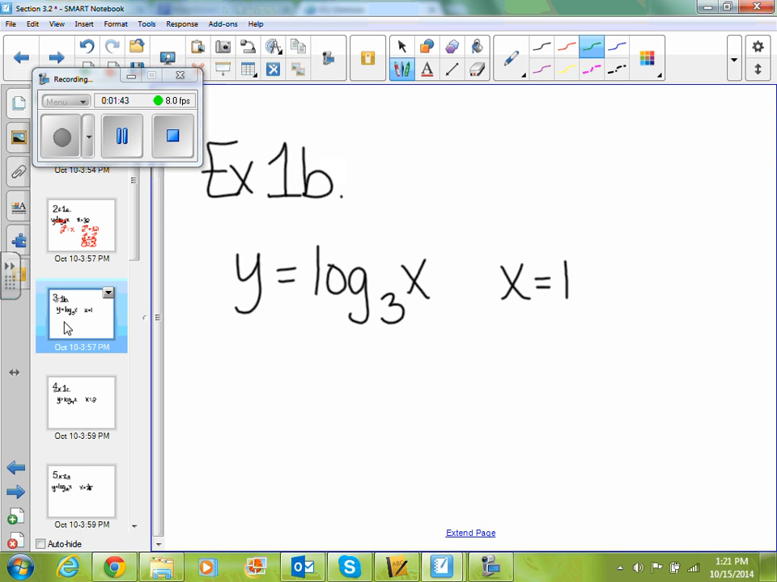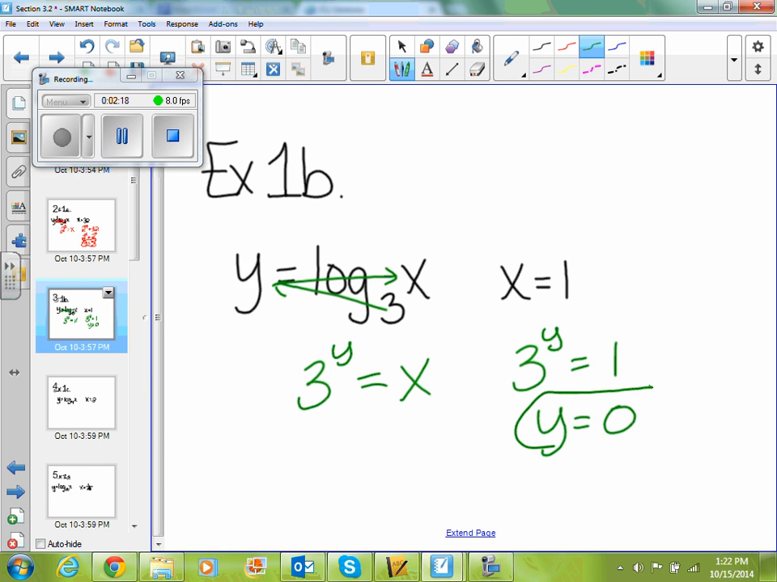Okay, so let's do that again. So given y equals log base 3 of x, that tells me that 3 to the y equals x. So then if x equals 1, then 3 to the y equals 1. And on this one, there's not a way to get common bases because you can't get common bases of 3 when you have only a 1, and you can't get common bases of 1 when you have only a 3. But we do know that any number to what exponent equals 1? 0. So we know that y has to equal 0.